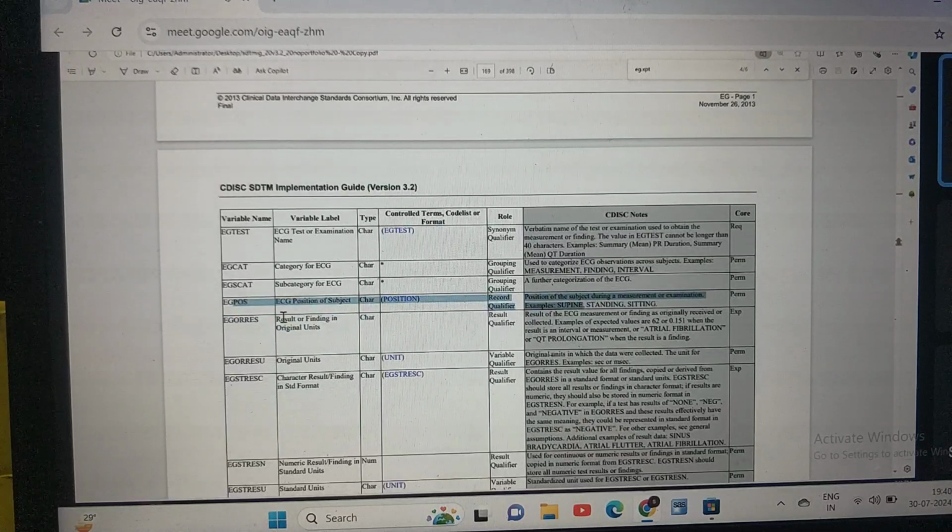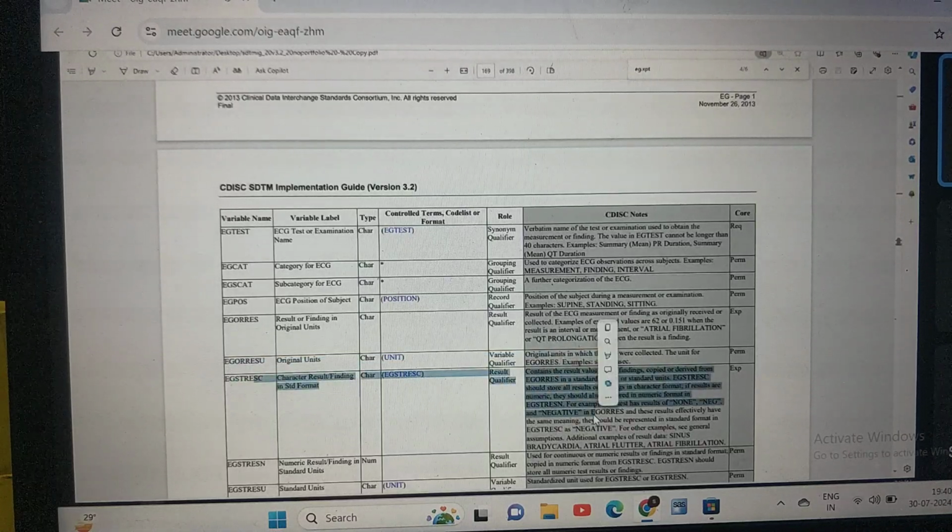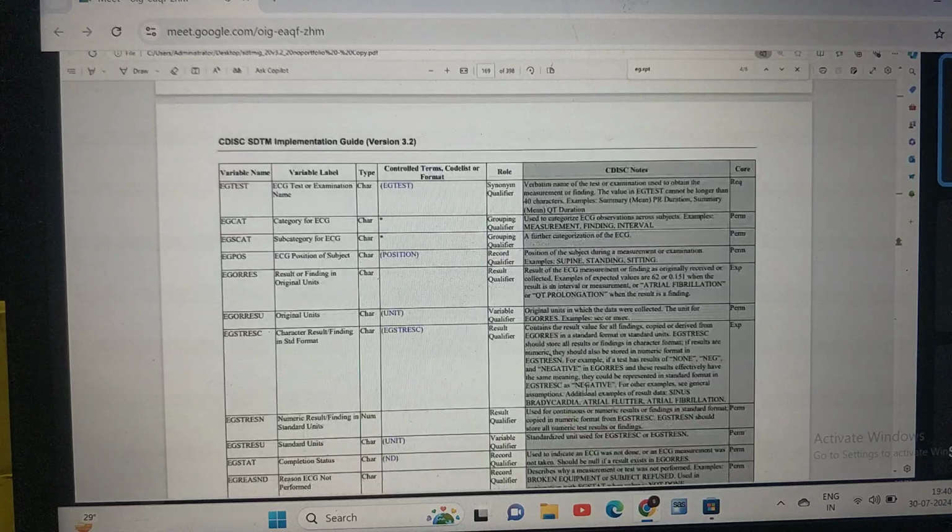So again, EGORRES is the original results of your ECG, and then the original results units, okay? And then the character results of the standard results, the character version. There you can get negative, positive, and these kinds of values. So bradycardia, atrial flutter, whatever this medical terminology may be, it comes under the character version of the standard results. Again, the numeric version of your standard results, whatever numbers we have, comes here, okay?